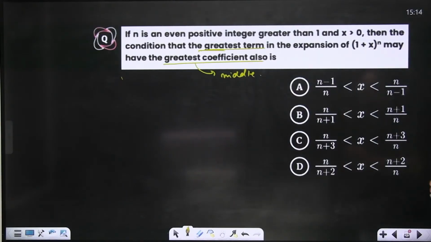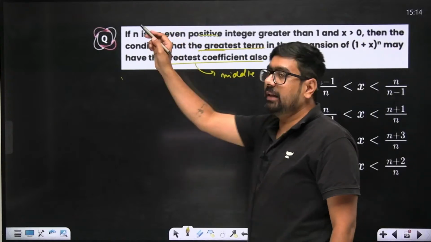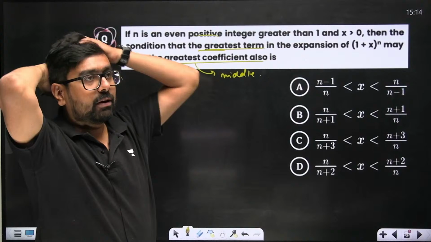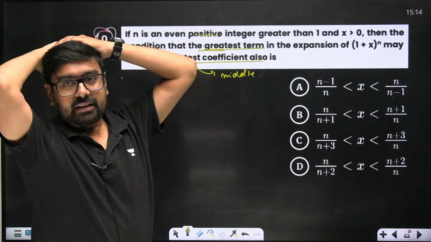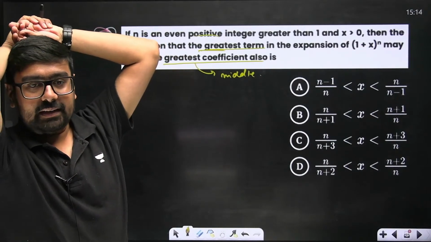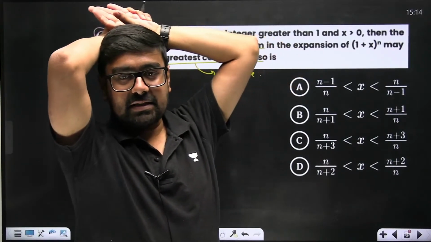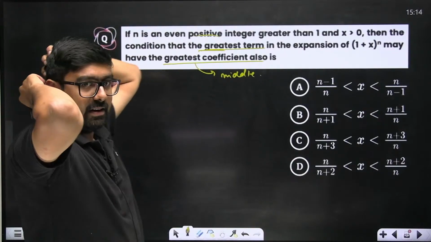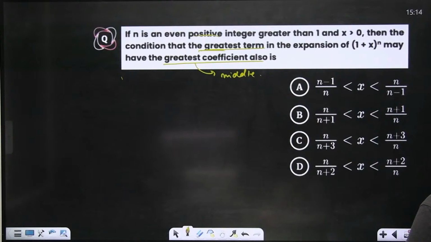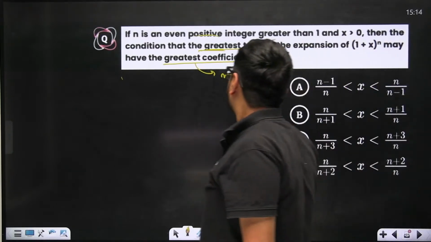So the middle coefficient in case of even n. Suppose if n is 5, then the number of terms will be 6. If n is 6, then the number of terms will be 7. So if n is even, the number of terms will be odd. Getting my point or not? Then the greatest term will have a coefficient of nC(n-2) and x to the power n-2 in that case.